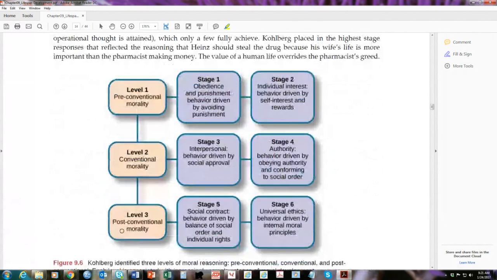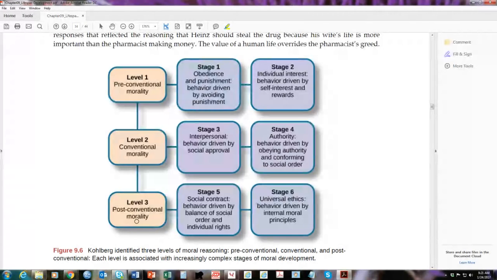Based on a person's responses, and these are responses in an interview, the story is explained to a person, and then the questions follow. How the person explains his or her responses is what places that individual in one of these stages of moral development. So you can see level 1 is pre-conventional. He shouldn't have taken the drug to save his wife because he's going to get punished. So you don't do it because you'll get punished.